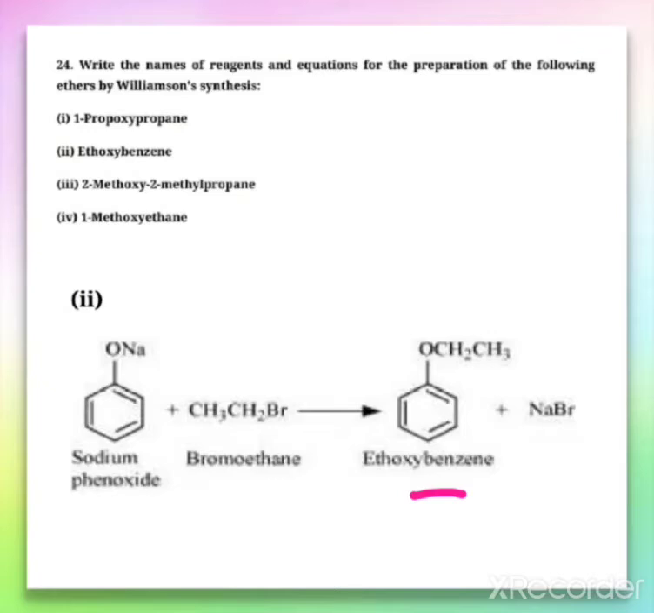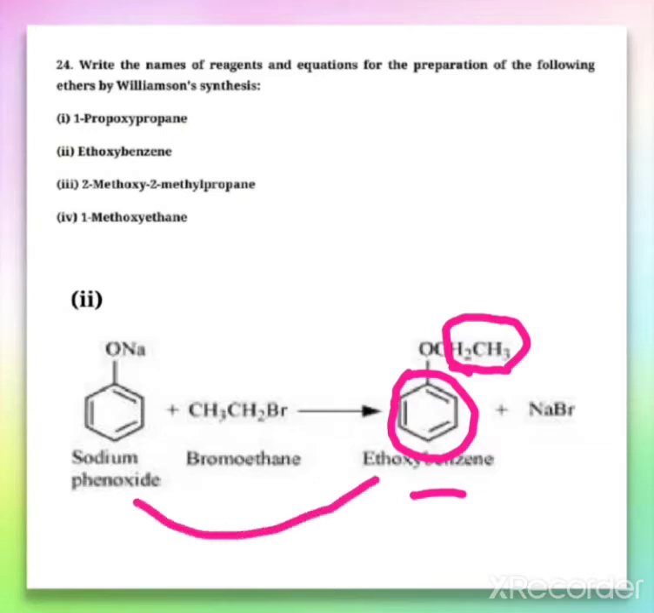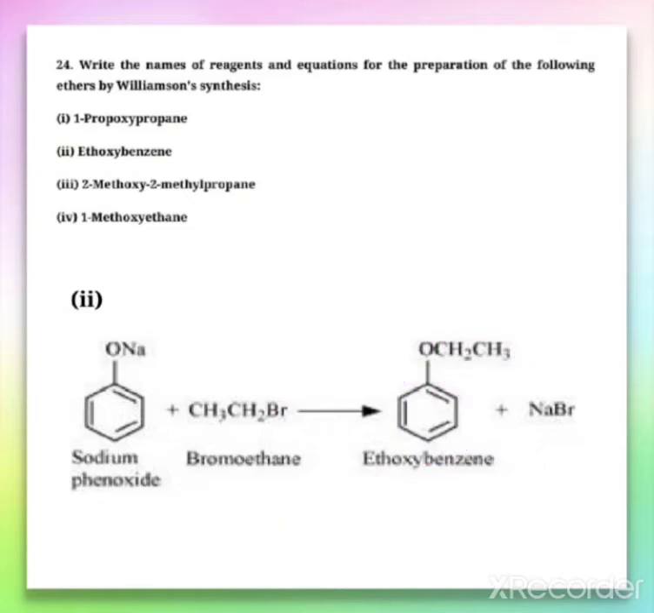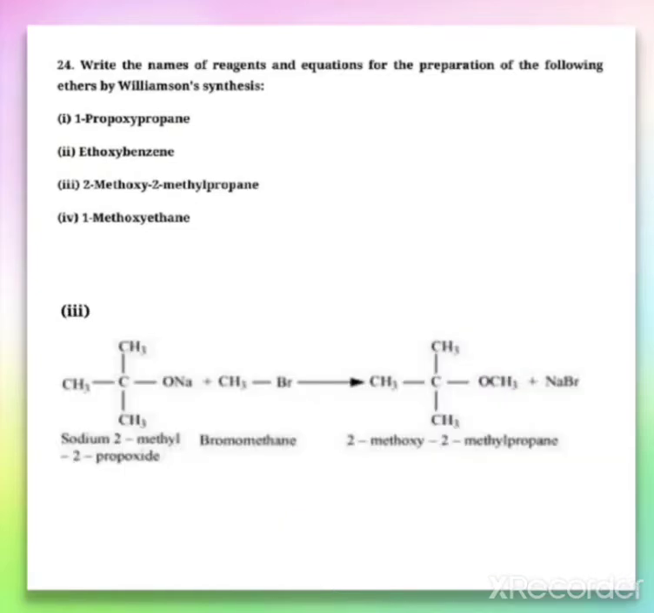So when you check either side of the O, here it is an ethyl group, here it is a benzene group. That means one can form the alkoxide and the other can form the alkyl halide. So which is the correct one? That is sodium phenoxide, and the ethyl is forming the alkyl halide here, that is bromoethane. So this will be the reactants which give the product ethoxybenzene. Third one, 2-methoxy-2-methylpropane, where propane is the word root.